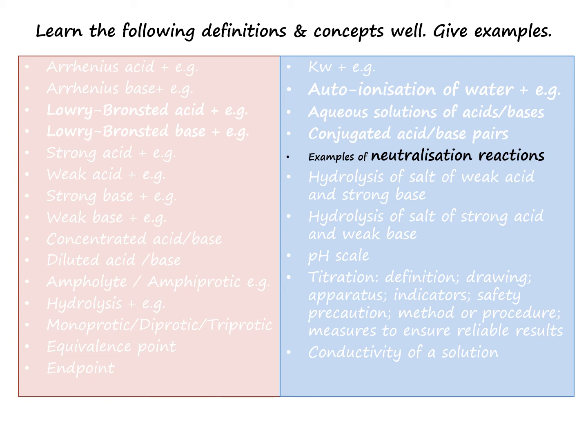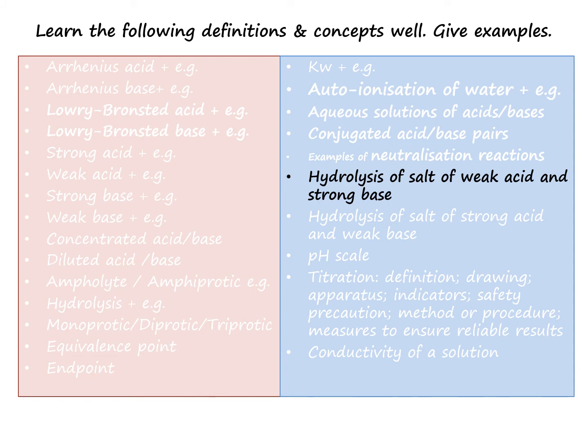Next example: CH3COOH(aq) + NaOH(aq) → CH3COONa(aq) + H2O(l). The hydrolysis of the salt of a weak acid and a strong base results in an alkaline solution, so therefore the pH will be bigger than 7.